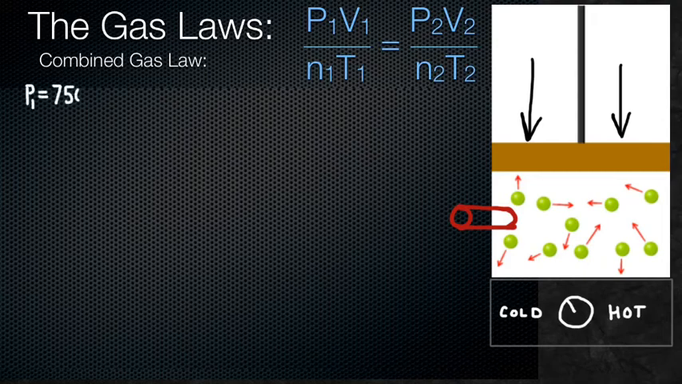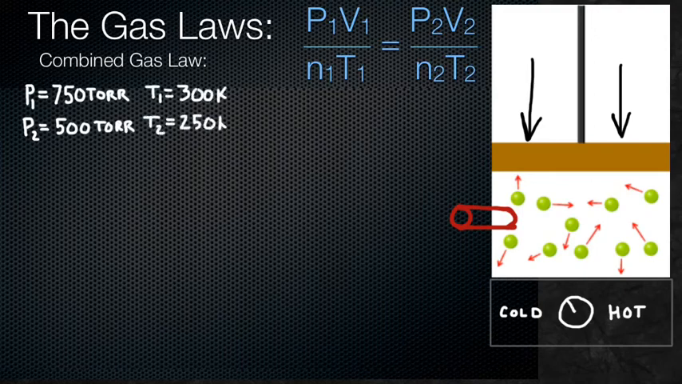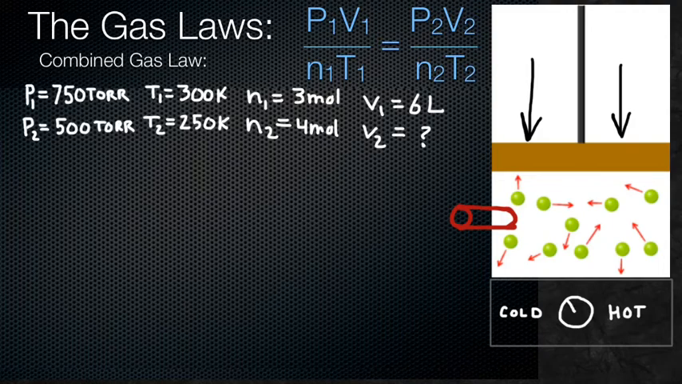We're going to imagine that we're initially at a pressure of 750 torr, and we're going to change the pressure to 500 torr. The temperature initially is 300 K, and the final temperature is 250 K. We're going to add some gas, so the number of particles is going to increase and is typically measured in moles. We're going from 3 to 4 moles. The original volume is 6 liters, and we're going to try to find out what the new volume would be.